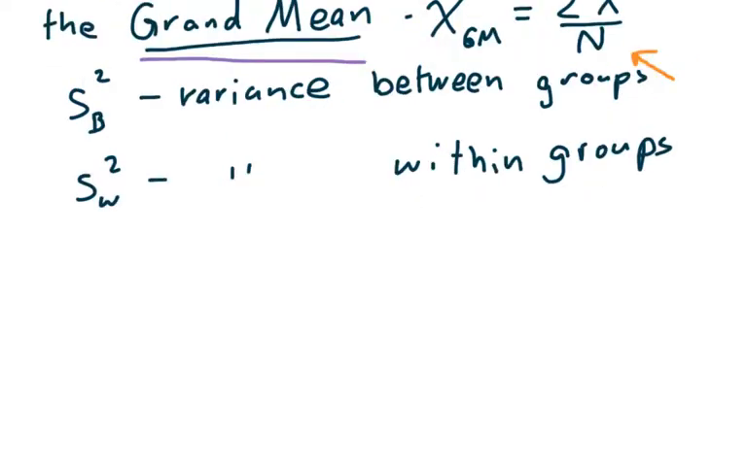Now, the next thing that we have to obtain are the two variances that we're going to be comparing for this F-test. So we have s squared with a subscript of B for the variance between groups, and we have an s squared with a subscript of W for the variance within groups. These were the two variances that we were going to be comparing, remember.